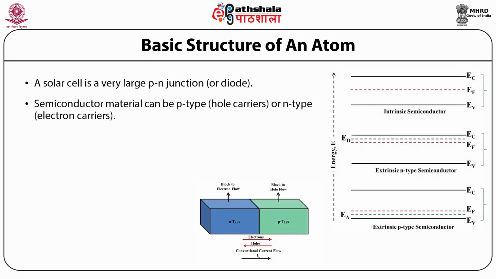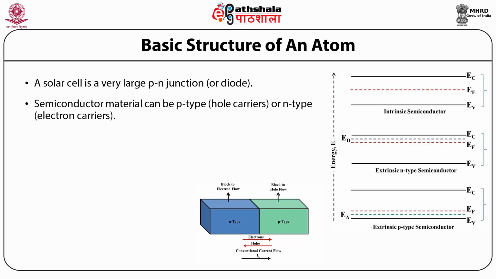PN junction. So students, as we know, the PN junction is an important part to study the characteristics of the solar cell. So let us discuss the PN junction diode. When a semiconductor is doped with a pentavalent or donor impurity, it is known as N-type semiconductor, and if it is doped with trivalent or an acceptor impurity, it is known as P-type semiconductor.